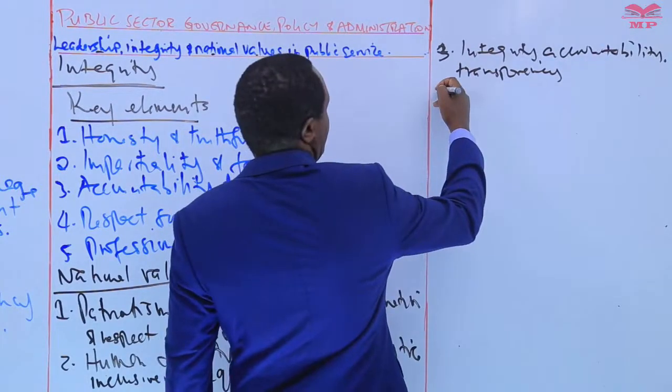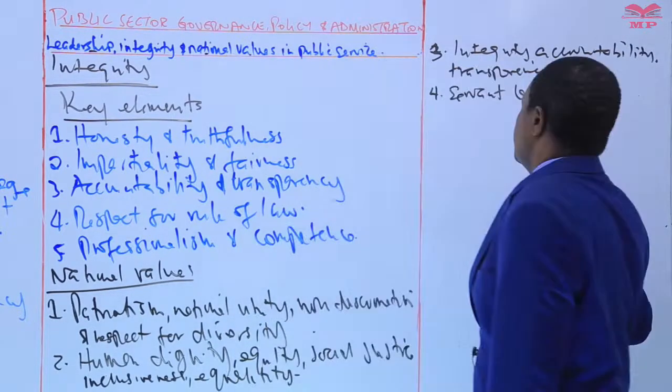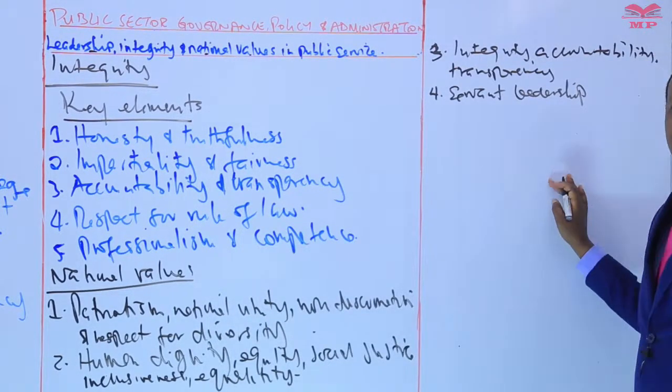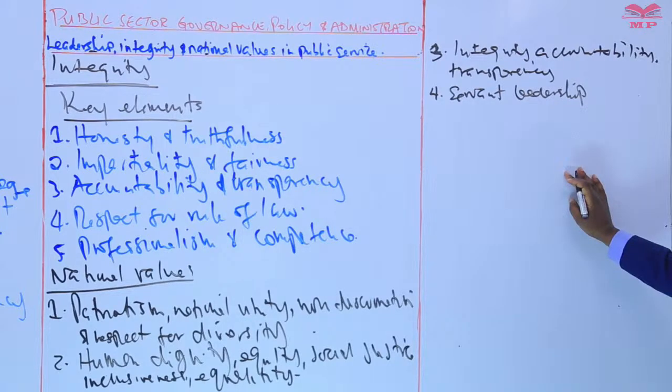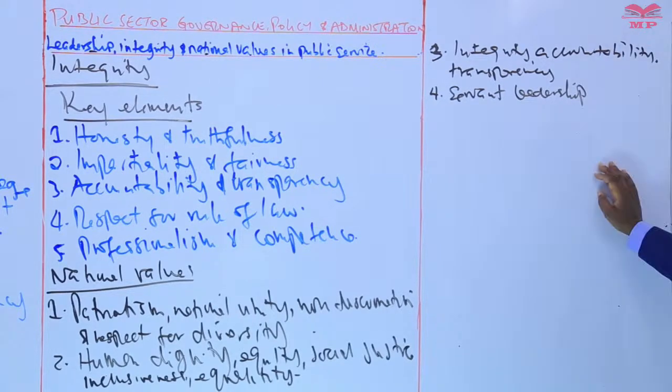The fourth national value is servant leadership. This servant leadership is required from all public servants, who are expected to demonstrate it, prioritizing the needs of the public and serving with humility and dedication. They should maintain high standards of professionalism, ethics, and competence in their work, continuously seeking to improve their skills and knowledge.